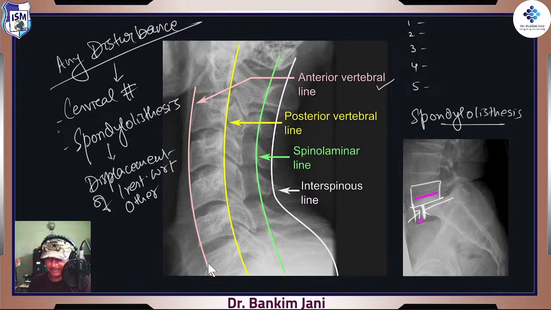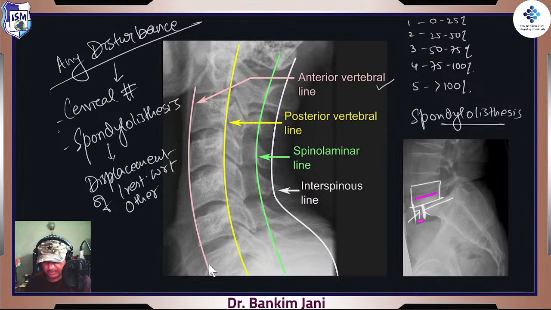So grade 1 means when the displacement is less than 25%, so you can say 0 to 25%. 25 to 50% is grade 2, 50 to 75% is grade 3, 75 to 100% is grade 4, and more than 100% is grade 5. More than 100% means here is one vertebra and the second one has crossed the entire vertebra and it has been displaced completely, right? Maybe because of severe injury, anything. So that is the grade 5.